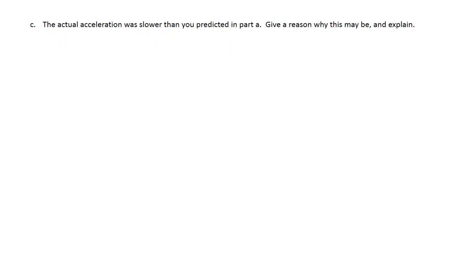Again, there are multiple answers for why the acceleration might be slower than you predicted in part A. One is because of the friction between the wheel's axle and the cart, which would have slowed it down. Maybe the table was not level. Keep in mind that you should probably say that it's higher on the right side, preventing that cart from going up with the same acceleration that you would have expected. I'm sure there's other answers you could think of, but these are two acceptable ones.